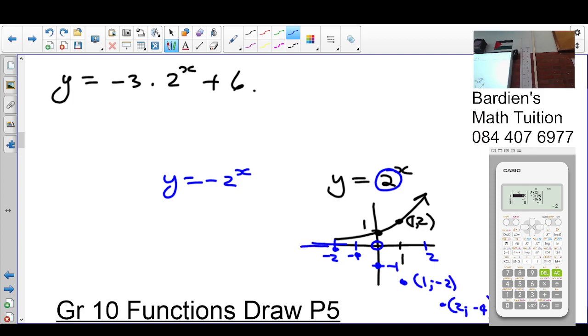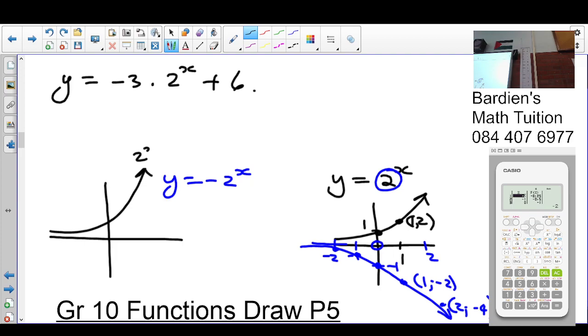So what do you notice now about the two graphs? It's actually a reflection of the black graph in the line y is equal to 0, over the x-axis. Can you see that, people? So let's just draw that a bit clearer. That is the first graph. This is the 2 to the x graph. If I draw the other one, it looks like that. y is equal to negative 2 to the x. Can you see that, people?